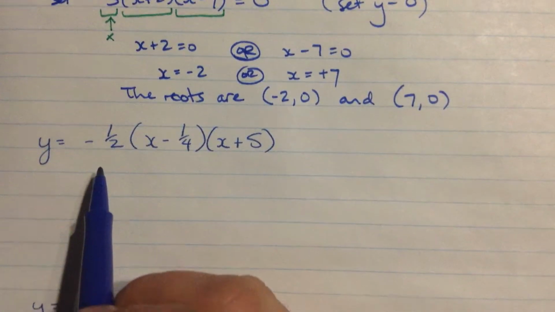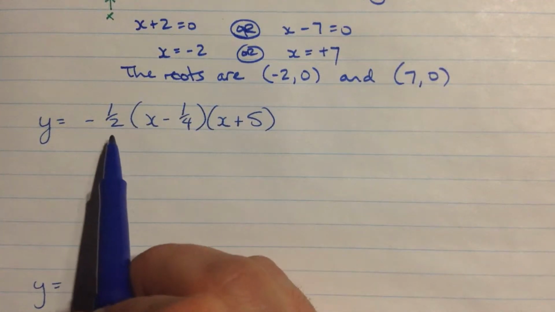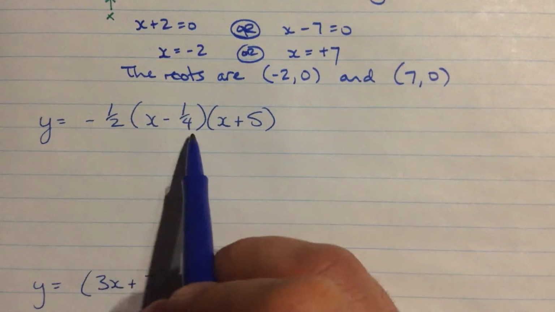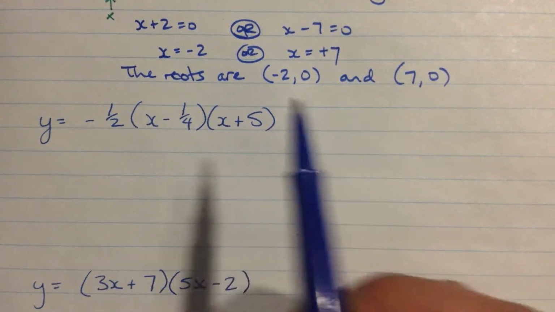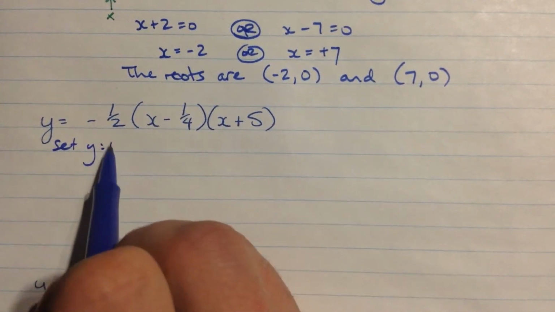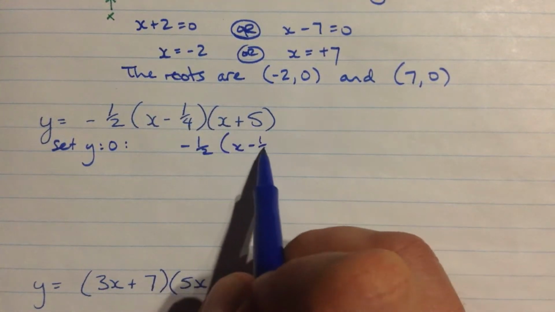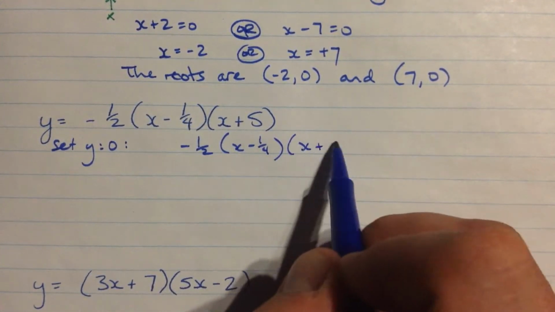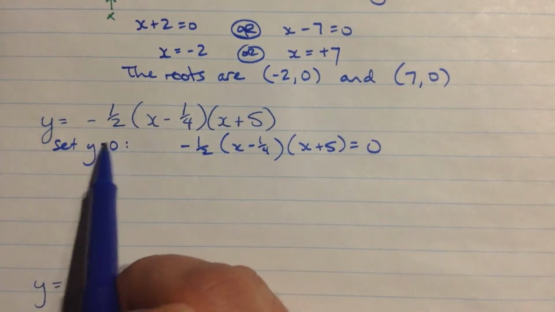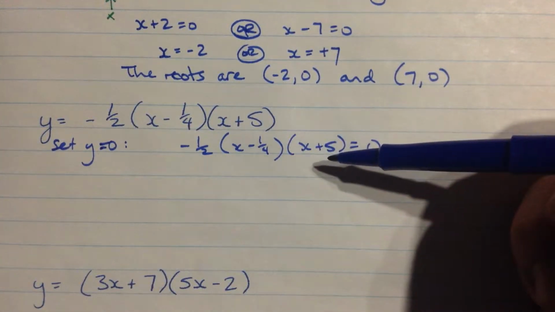Okay, so let's look at this one down here. Maybe I'll leave that up there for just a minute. For this one, I've got negative 1/2 times these 2 binomials, x minus a quarter and x plus 5. I'm going to do the same thing. For the roots, we're going to set y equal to 0. So that means that negative 1/2 times (x minus 1/4) times (x plus 5) equals 0. And notice how I'm writing this out, that I'm setting y equal to 0 in order to look for these roots. I'm not saying that this equals this.